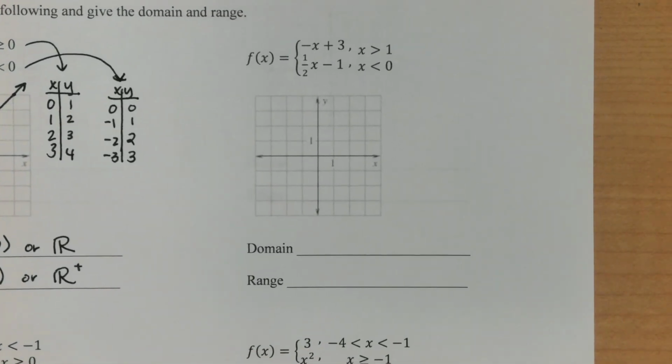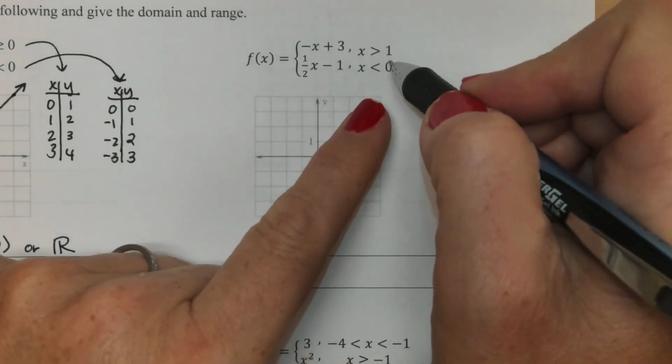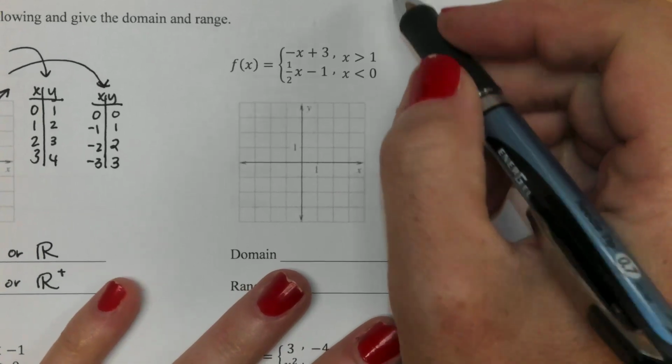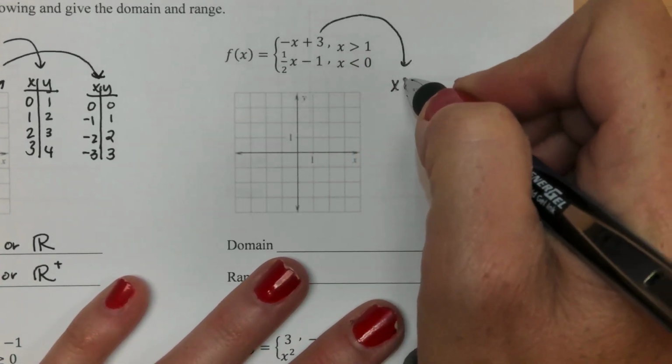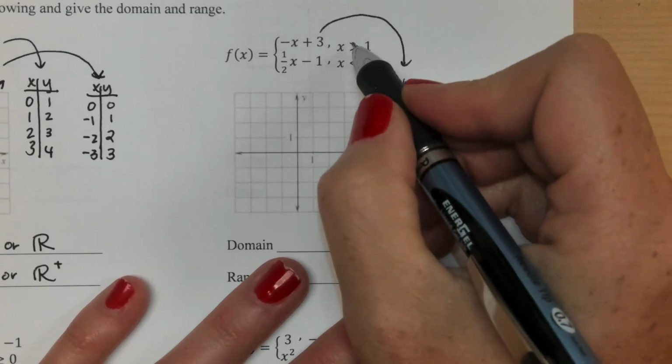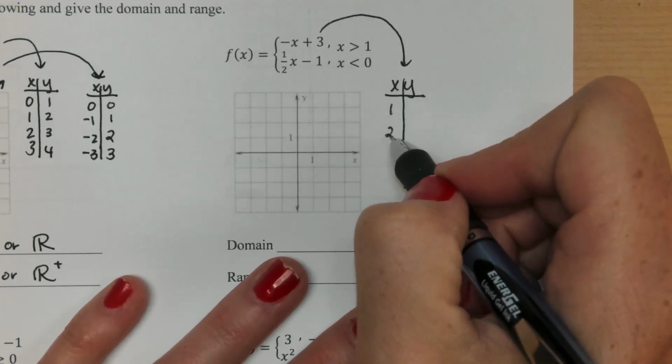Next one, I'm still going to suggest that you always use two XY charts, one for each of the equations. And you always set it up starting at this number and then going away from whatever it said. So the first one we're going to do is going to be right here. We're going to do an XY chart. It says that it should be everything greater than 1. So we're going to start at 1 and we're going to go greater.